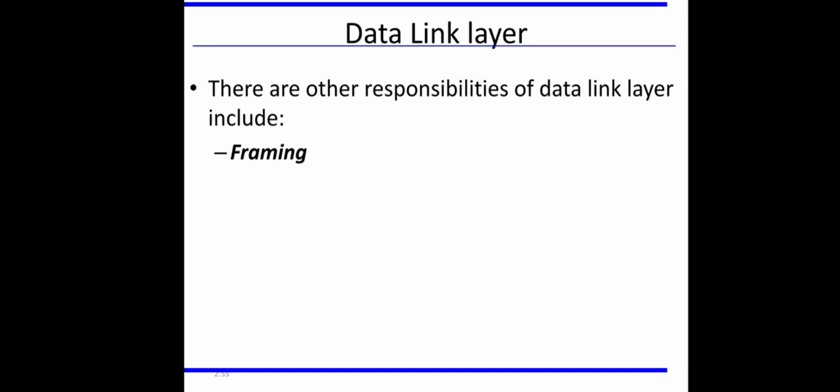So like that, a lot of meaningful information is added as a trailer or header to the packet received from the network layer; that is framing. The next functionality is physical addressing. You know, the physical address is the MAC address, right? So the data link layer will add, along with this packet, the MAC address of both the source and destination.